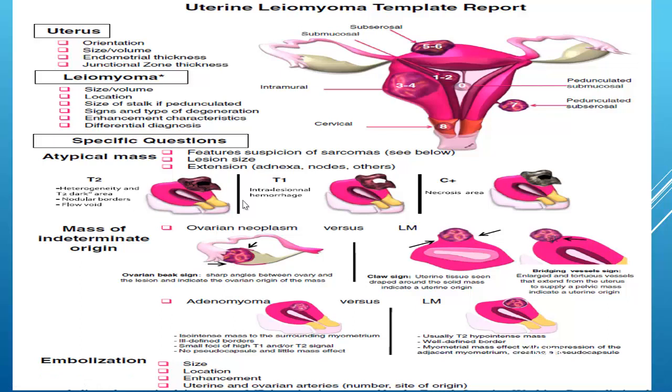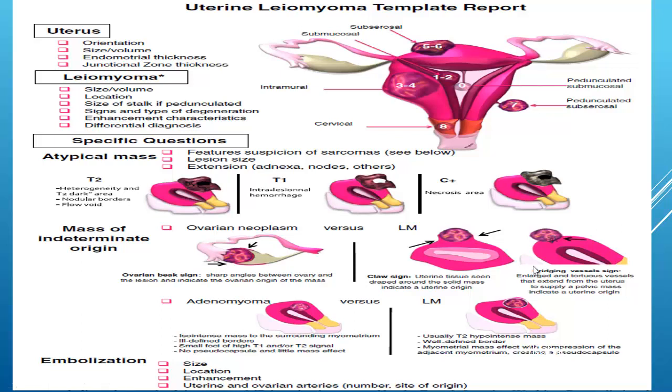This is very important. Or you may find a mass of undetermined origin, is it ovarian or uterine? If it is ovarian, we have the typical ovarian beak sign. If it is uterine, you have the claw sign, where the uterine tissue is seen wrapping around the solid mass, and the bridging vascular sign to confirm that it is a uterine lesion.